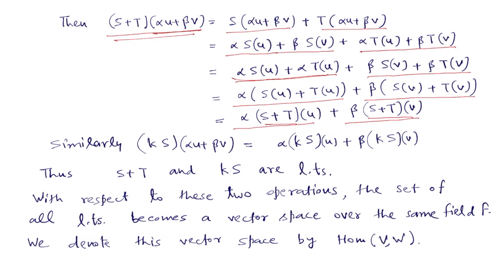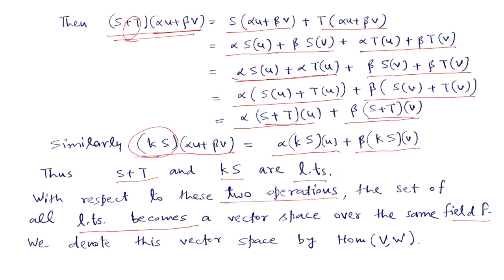Similarly, we can show that kS of alpha u plus beta v is equal to alpha kS u plus beta kS v. So these two, S plus T and kS, both are linear transformations. Now with respect to these two operations, addition of linear transformations and scalar multiplication, the set of all linear transformations from V to W becomes a vector space over the same field F, and we denote this vector space by Hom(V, W).